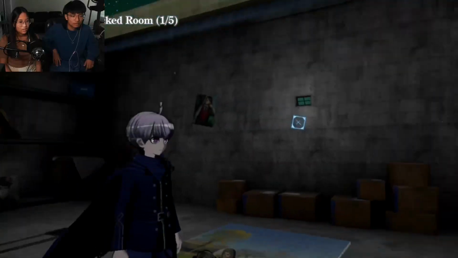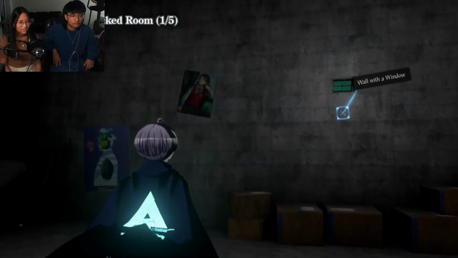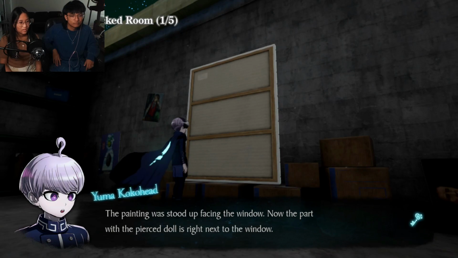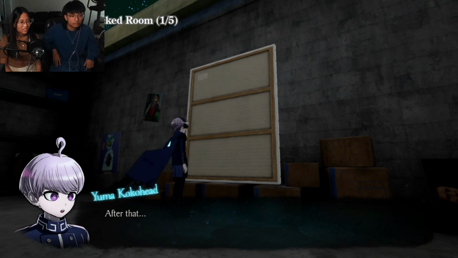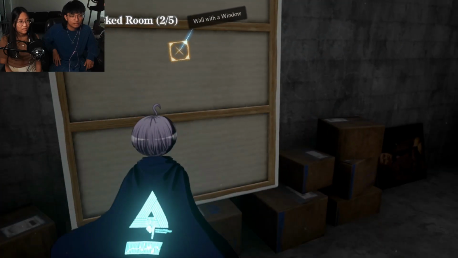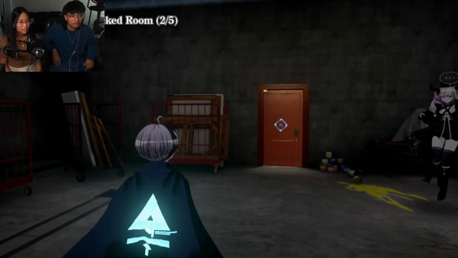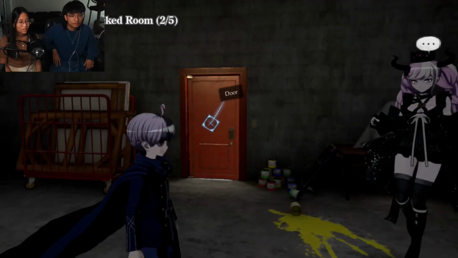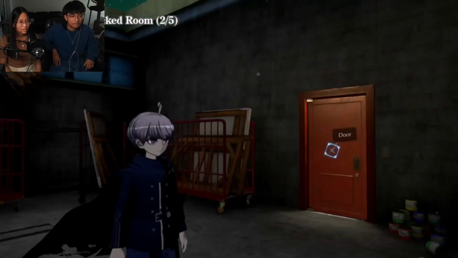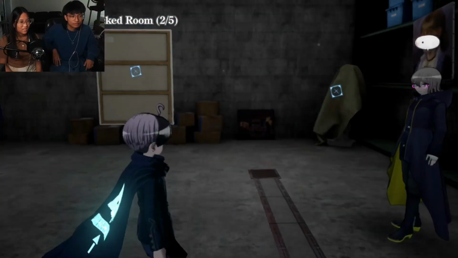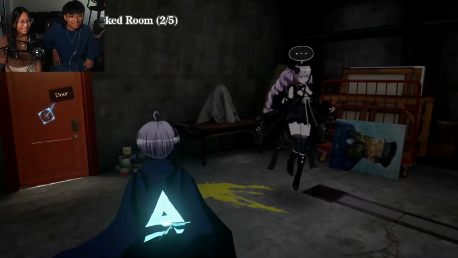Where's the window? Oh, trying to find this. The painting was stood up facing the window. Now the part with the pierced doll is right next to the window. After that, he nailed it from the outside, man. After that. He left, right? Did he leave? I think he left.